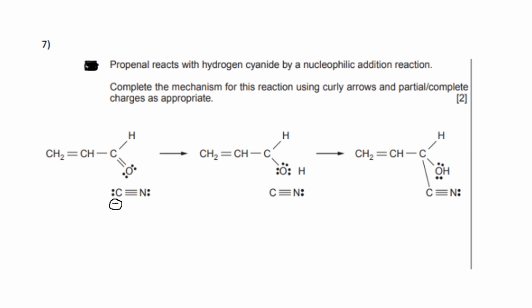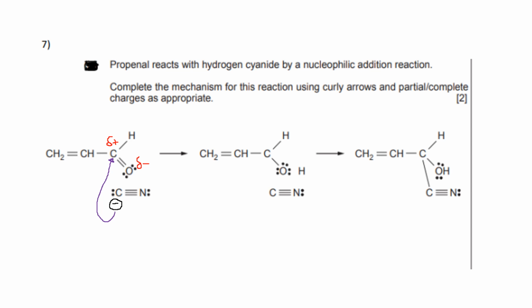Second thing to notice is the carbon double bond to oxygen is polar. So you need to have delta plus and delta minus there. So let's draw the first set of curly arrows. The C triple bond N is negative on the carbon, and this negative carbon is attracted to the delta positive carbon here. So we have a curly arrow going from the carbon to the carbon, which shows that a new bond is being made between these two carbon atoms.